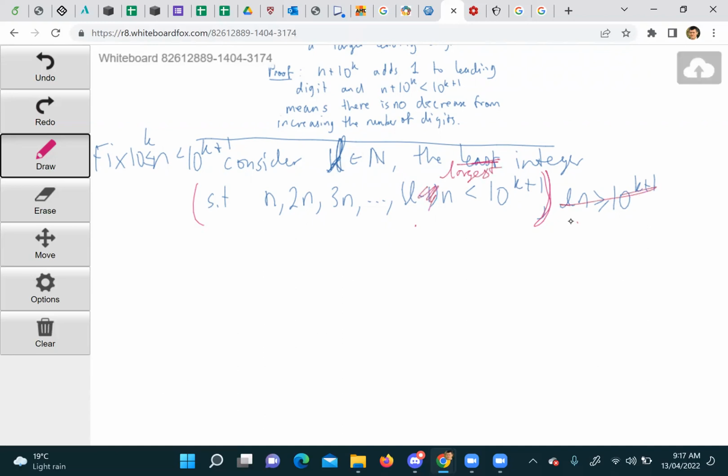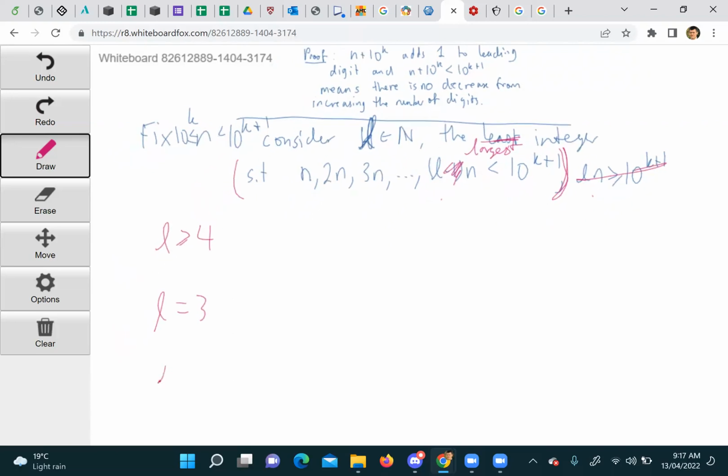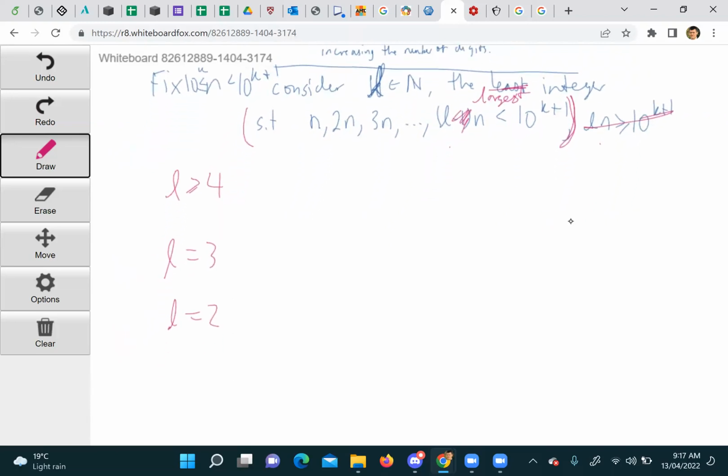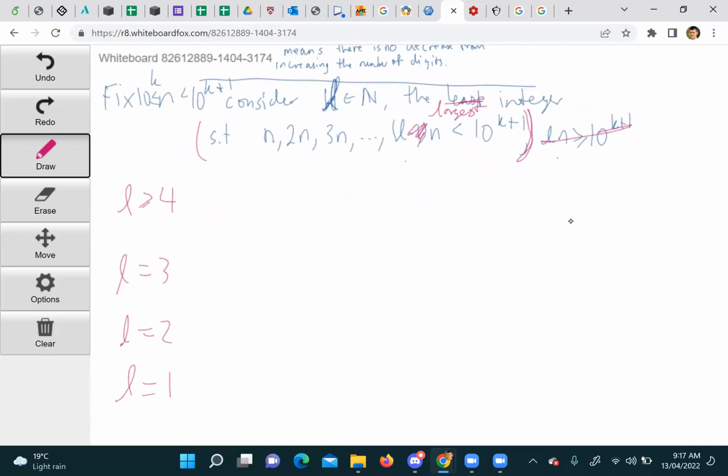Such that ln is less than 10 to the k plus 1, yeah? So this gives you some cases. L could be greater than or equal to 4. L could be equal to 3. L could be equal to 2. And L can't really be 1, right? Well, it can. Okay, L equals 1. So let's just examine these cases in turn, yeah?